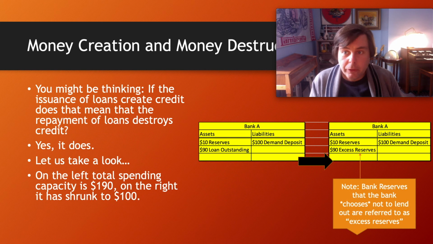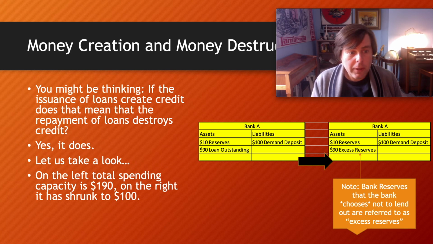There, of course, is the reverse of this too. If every time a loan is created, it creates purchasing power out of nowhere, then it implies that anytime a loan is repaid, it's destroying purchasing power, and indeed that's true.